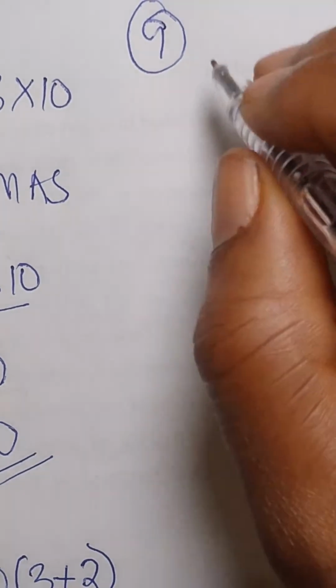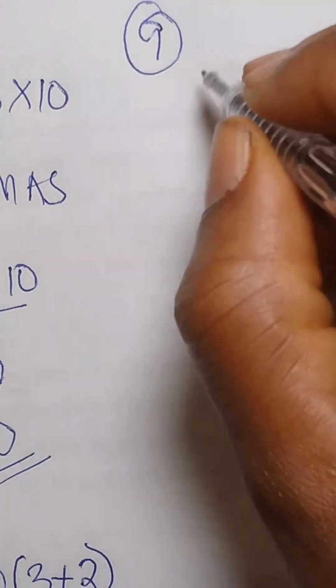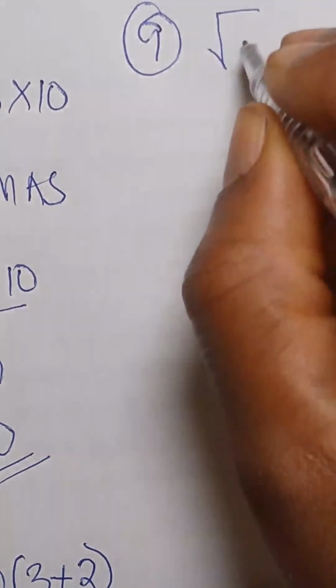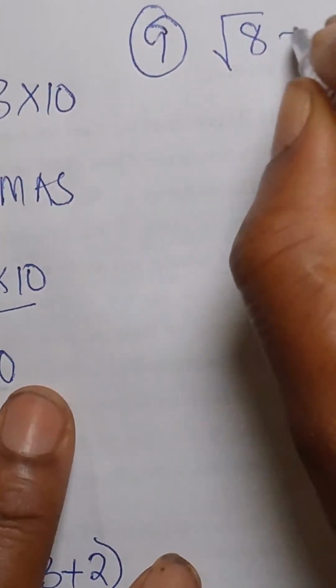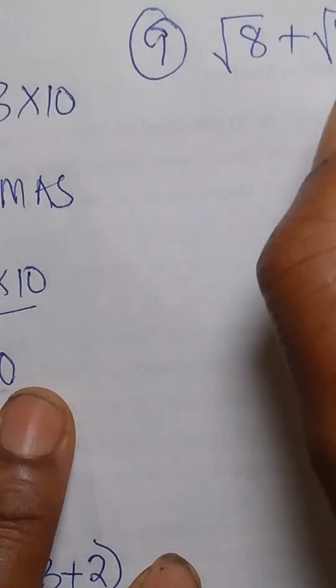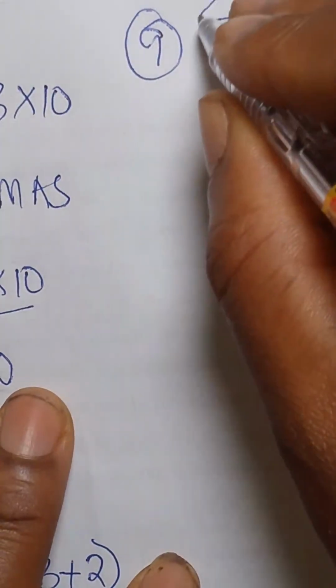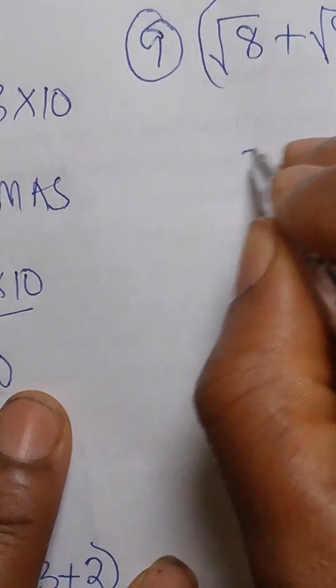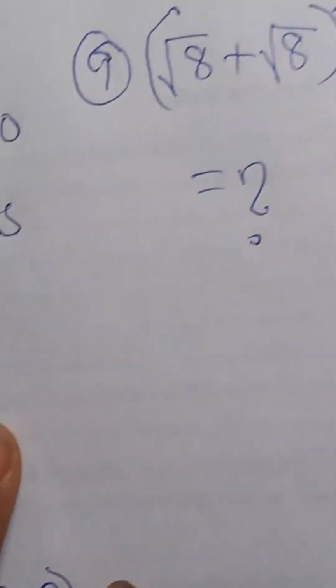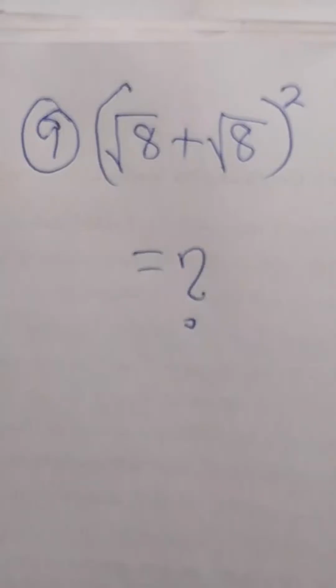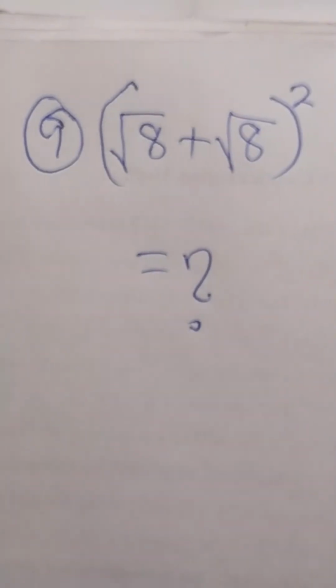Question number 9 says: square root of 8 plus square root of 8, all squared, is equal to what? Okay. Square root of 8 plus square root of 8, all squared.